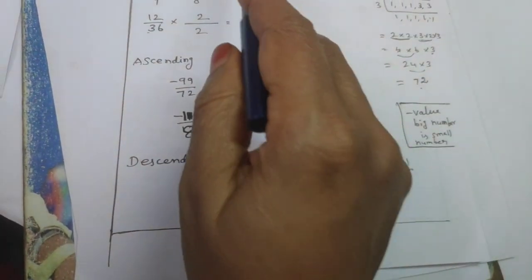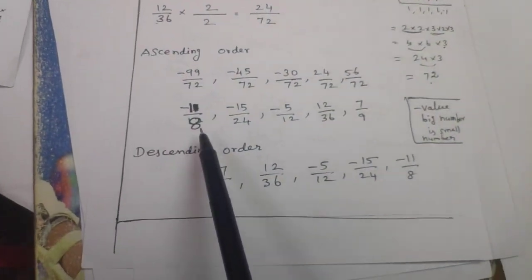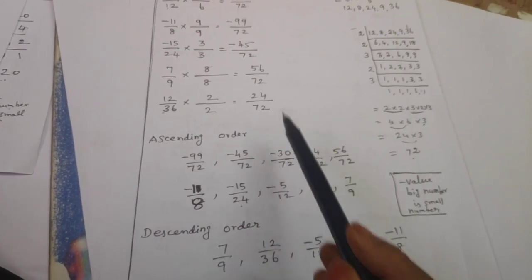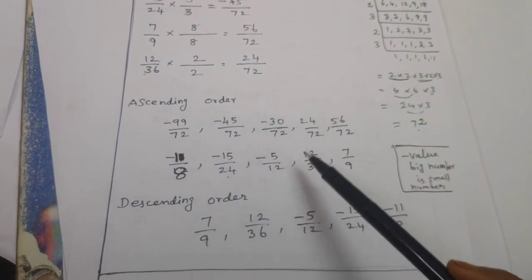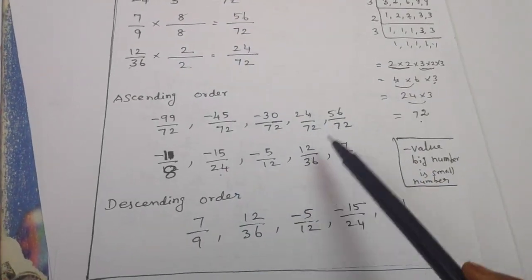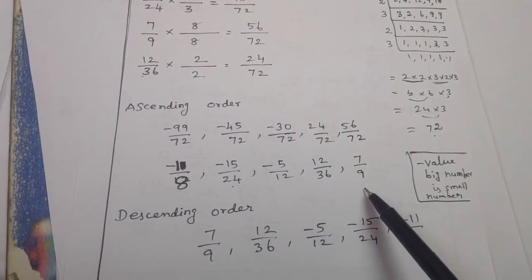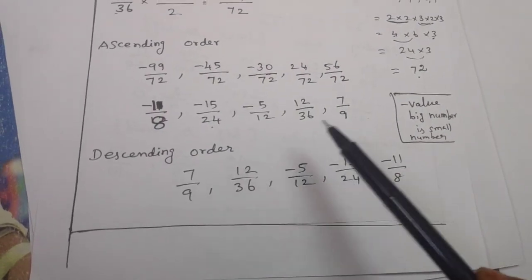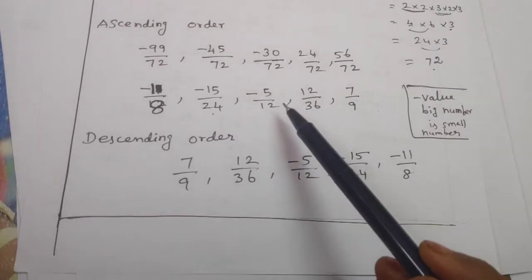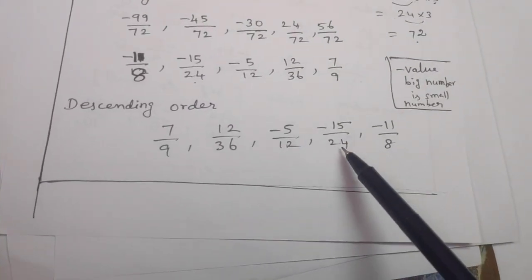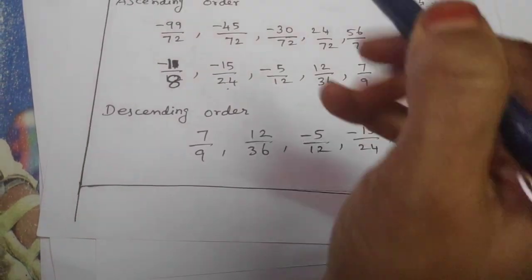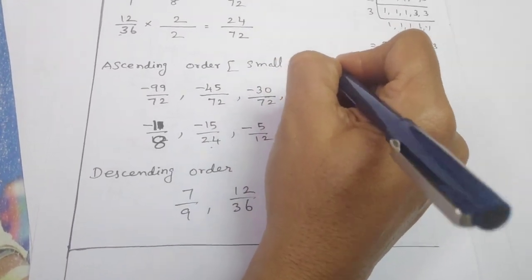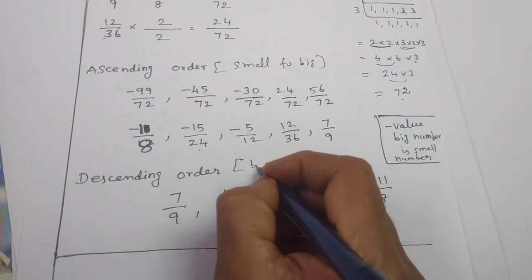Now write the answers. 99 for what is the question? Minus 11 by 8. 45 for the question is minus 15 by 24. Minus 30 for the answer is minus 5 by 2. 24 is 12 by 36. 56 for the question is 7 by 9. Now this is ascending order; for descending order, you write it in reverse: 7 by 9, 12 by 36, 5 by 2, minus 15 by 24, minus 11 by 8. Ascending order is small to big. Descending order is big to small.